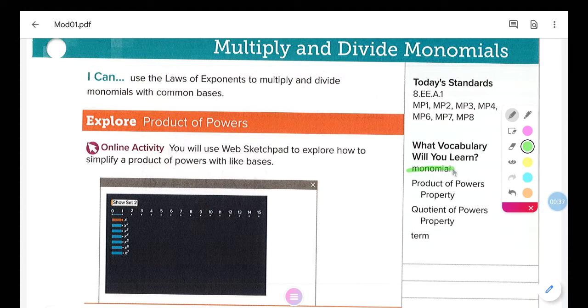What you'll learn is about monomials, product of powers, quotient of powers, and what a term is. You're going to be able to use the laws of exponents to multiply and divide monomials that have common bases. That's the only way you could do it. They have to have common bases. So we'll learn how to do that.